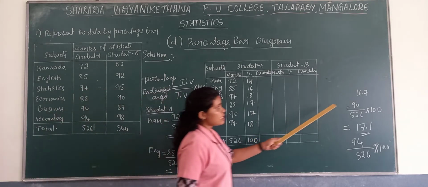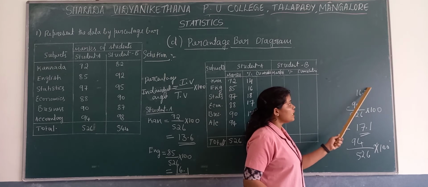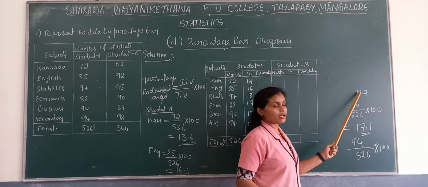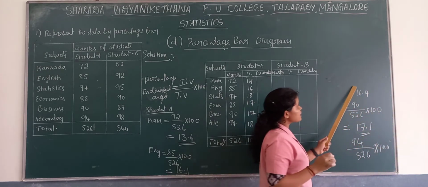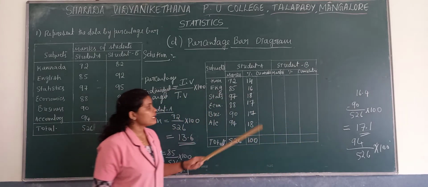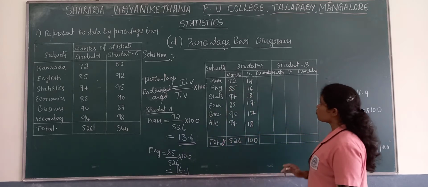As I said, for 16.7, after the decimal, the first value, if it is 5 or more than 5, you can increase this by 1. For example, if it is less than 5, you should write 16 itself. Then now what do we need to do? Now we need to make the cumulative values.